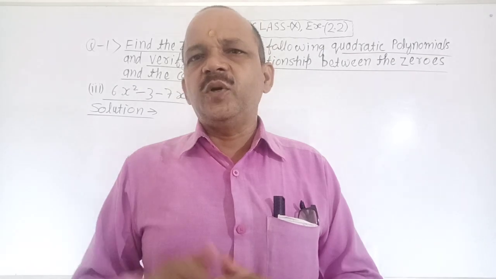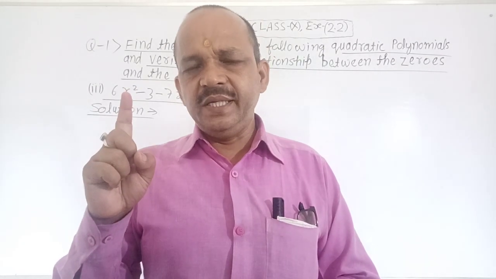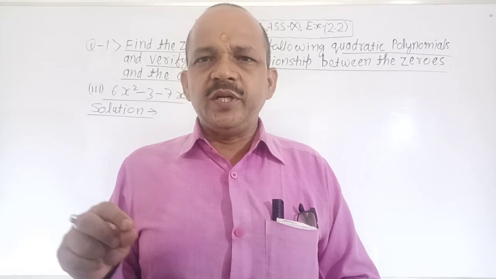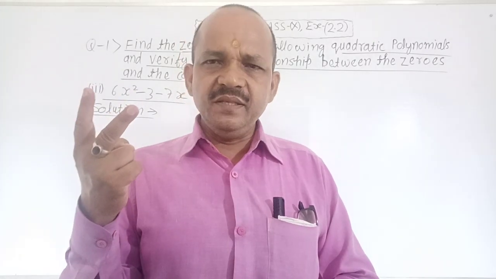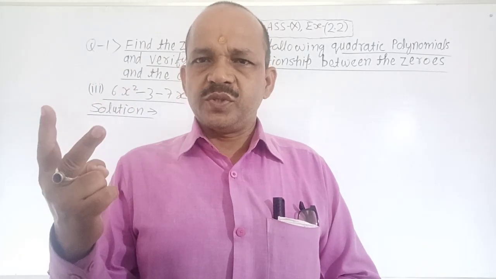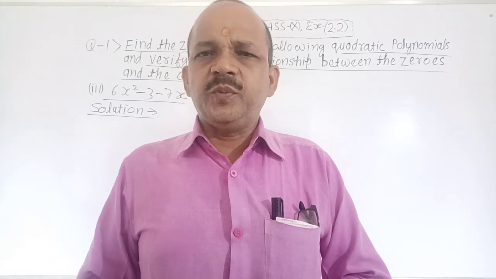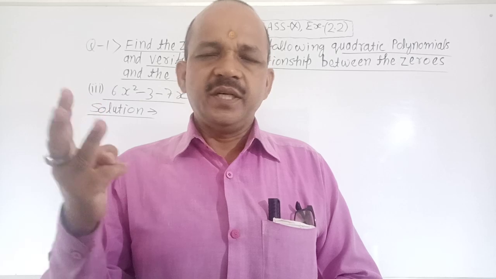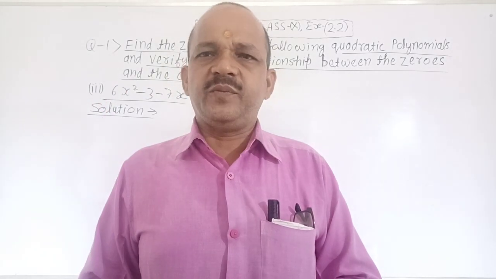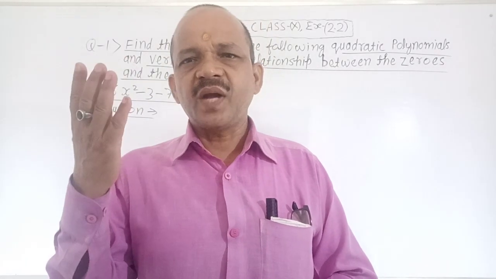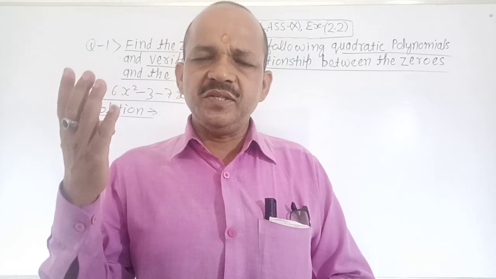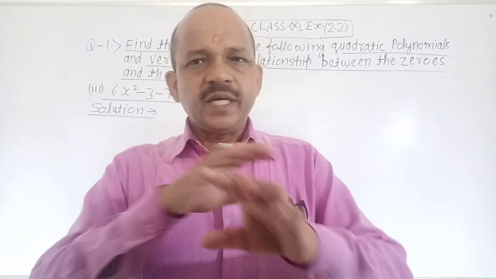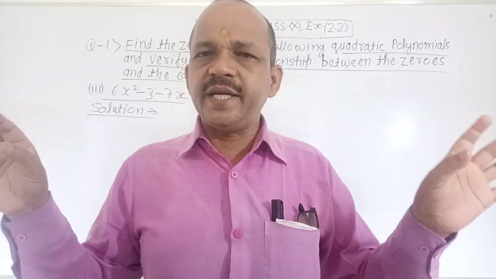Degree of linear polynomial is 1. It means it has 1 zero. Degree of quadratic polynomial is 2. It means it has 2 zeros. Degree of cubic polynomial is 3. It means it has 3 zeros. Degree of biquadratic polynomial is 4 or more than 4. It means it has 4 or more than 4 zeros. It is clear, no confusion about it.